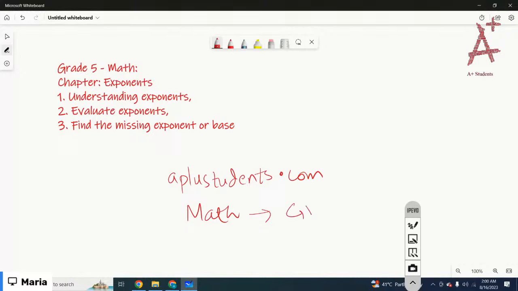Scroll down to grade 5 and then click on view all lessons. There you can find a list of the chapters. We're going to start with the chapter exponents. In the lessons we're going to cover from the chapter: understanding exponents, evaluate exponent, and then find the missing exponent or base. So let's start with the first lesson.